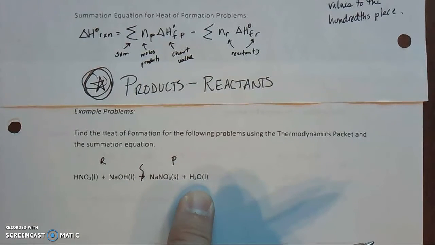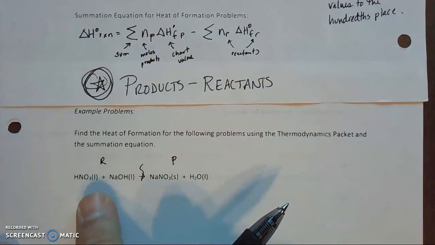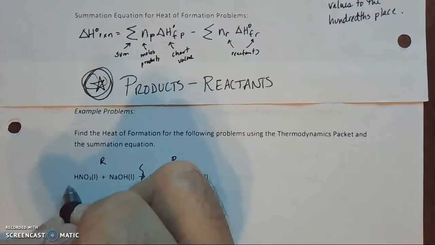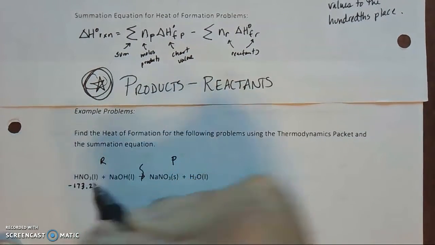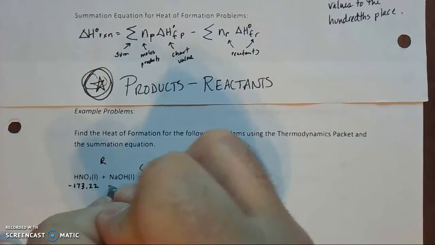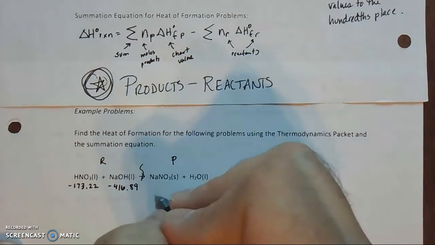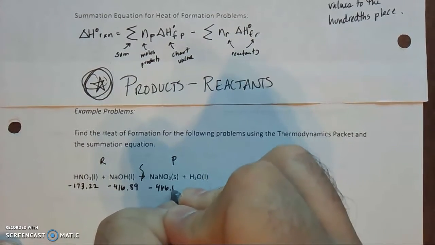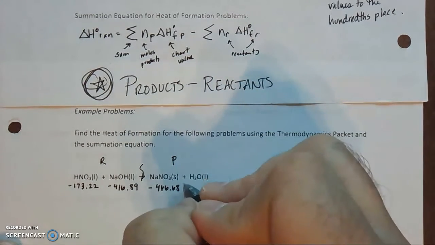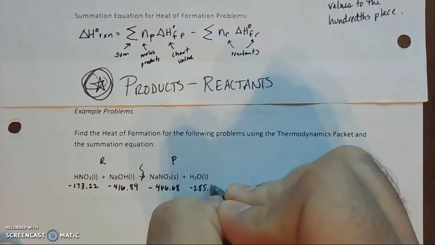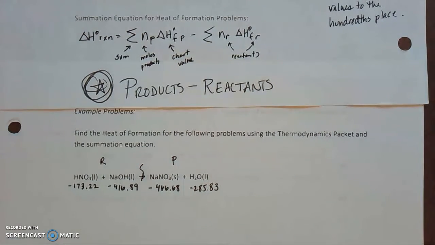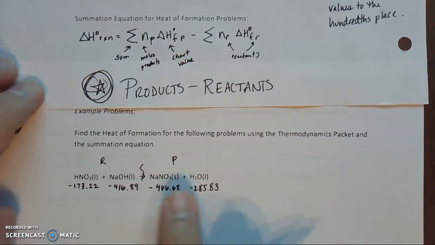So if you want, pause the video and look up the values, and then restart it and see if you got them correct. For HNO3, I got negative 173.22. For NaOH, negative 416.89. For NaNO3, negative 466.68. And for H2O, liquid, negative 285.83.